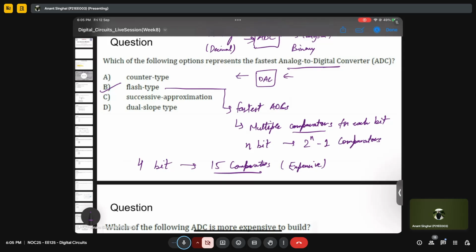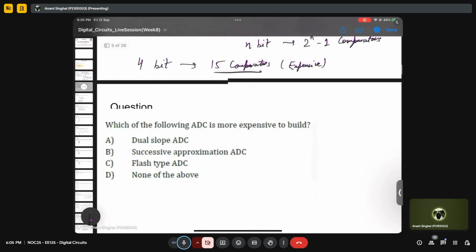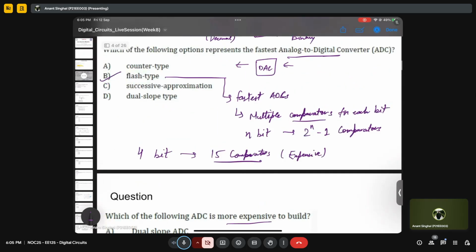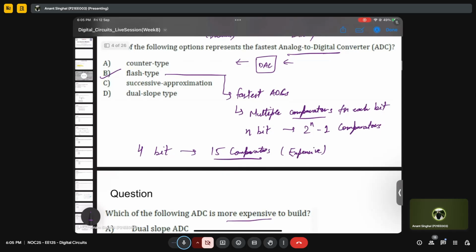I'm continuing on that question. The next question says: which of the ADCs is more expensive? The correct answer would be the flash type ADC. We'll see some of the problems related to ADCs later, and we'll see how they work. But for these two problems, you should know that the fastest ADC that we have is the flash type ADC, and for an n-bit flash type ADC, we have 2 raised to the power n minus 1 comparators.